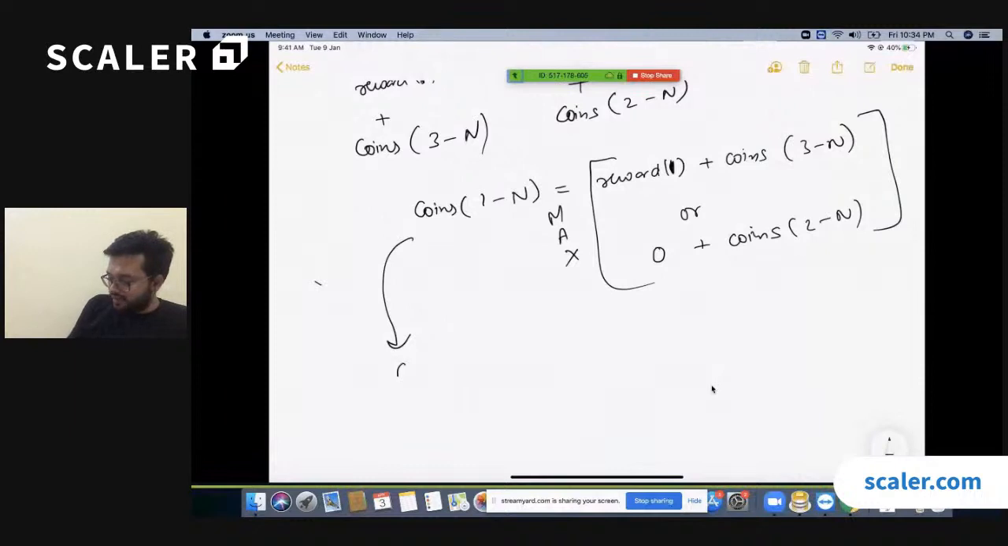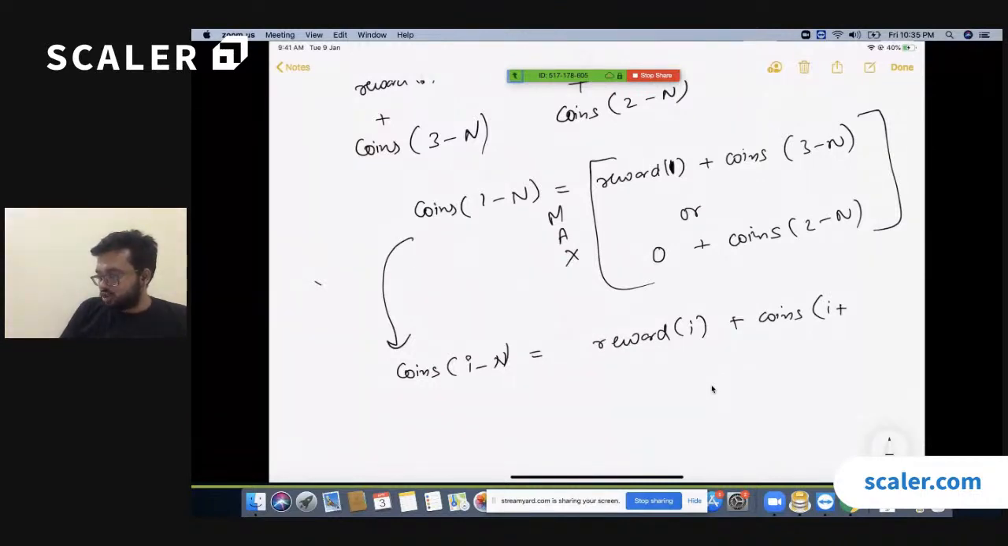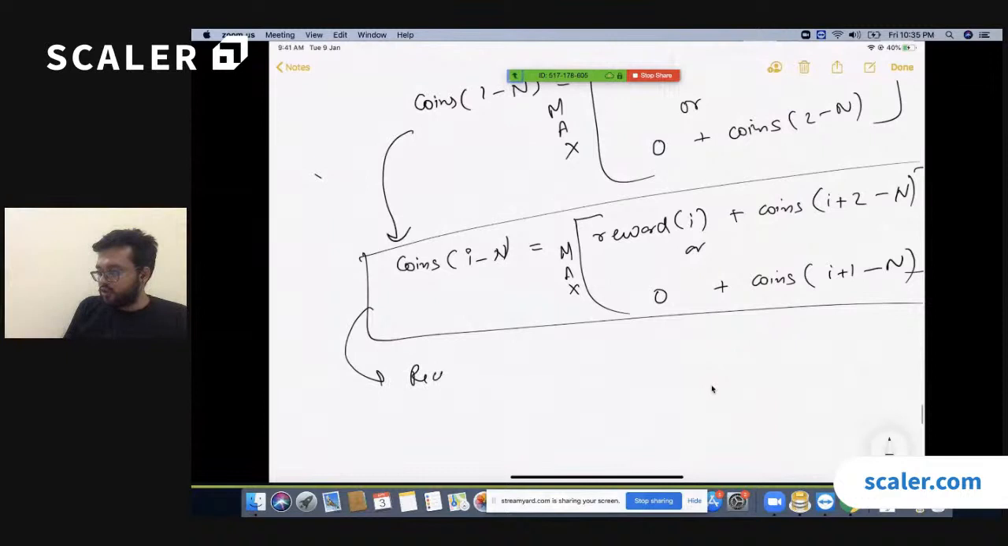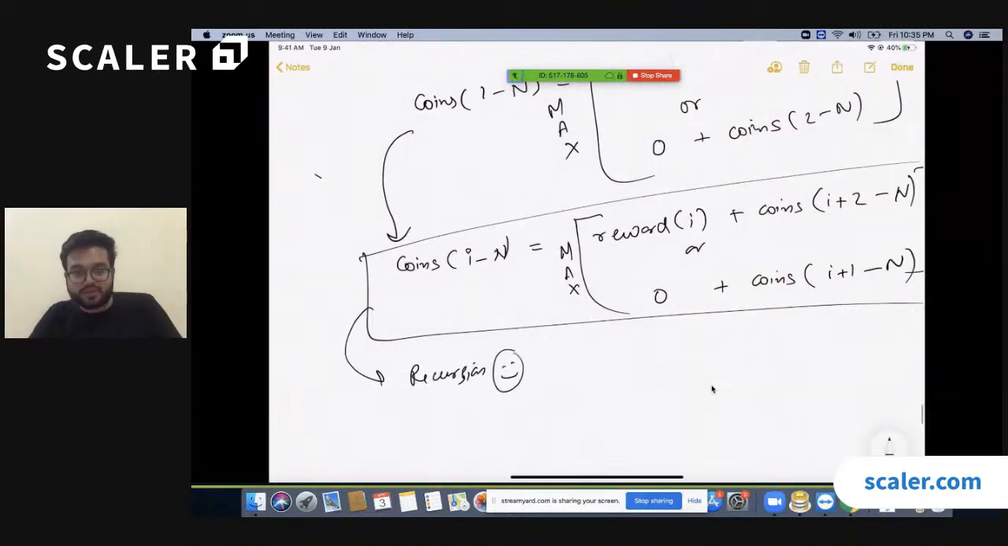Let me just generalize it. So it becomes coins i to j. If I have the houses from i to j, I want to loot them. Or let me actually call it i to n, because n is going to remain there forever, the way we have described this problem. Coins i to n would equal, one option is that you actually loot the ith house, you get the ith reward, plus you reduce the problem into coins i plus 2 to n. Or you choose not to loot the house, plus coins i plus 1 to n. You take the maximum of the two. Now this is the recurrence relationship. The moment you arrive at this recurrence relationship, you know that this problem can be solved using recursion.